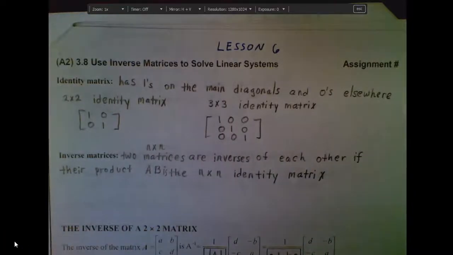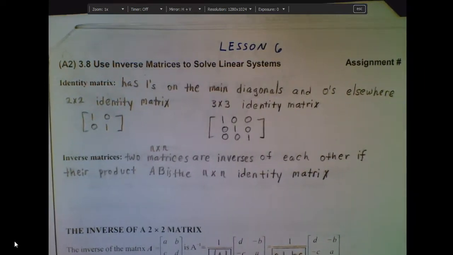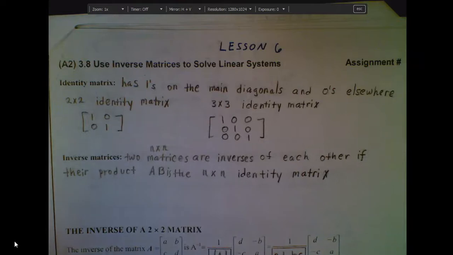Lesson 6 for matrices. In the final two lessons, lessons 6 and 7, we're going to be looking at using an inverse matrix to solve a system of equations. We already have one method for solving a system of equations. That was Cramer's rule that we did in the last couple lessons. So the final stage of all this now is to use inverse matrices to solve a system of equations. So just a different method for solving a system of equations.